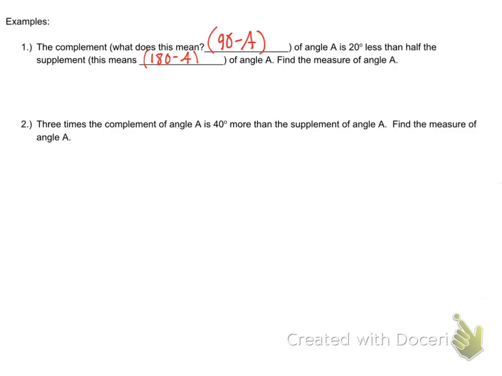So wait a minute. I think we've got to step back from this. It says is 20 less than half the supplement. I think it's pretty easy to figure out what half the supplement means. Take the supplement and divide it by 2 or multiply it by half. That's easy enough. But what does it mean to be 20 less than something? It's subtraction. But here's the thing: students get it mixed up and put the wrong order all the time.